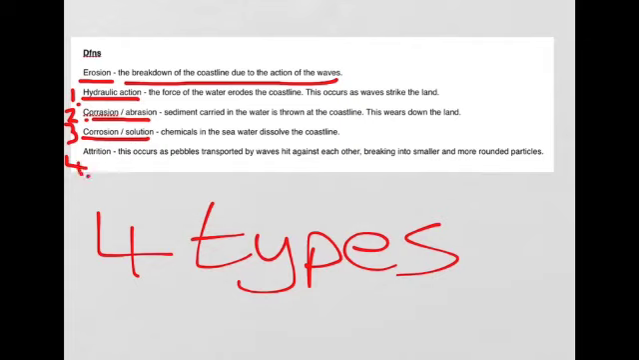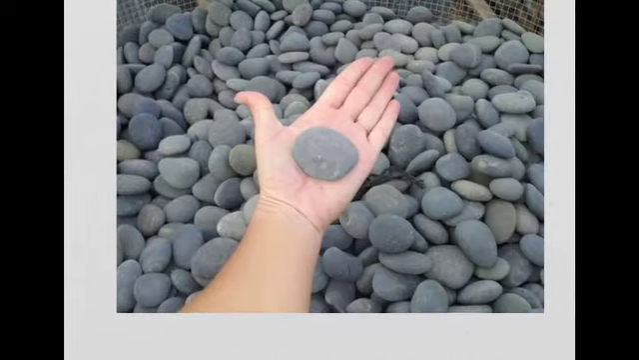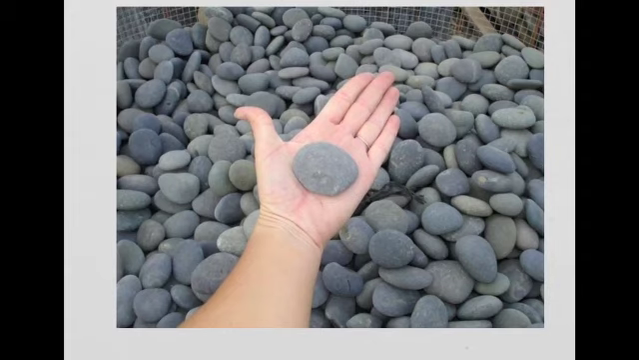Type 4 is attrition, and this occurs as pebbles transported by waves hit against each other, breaking into smaller and more rounded particles. This picture is classic attrition at work. You can see all of these pebbles have this classic smooth surface. They have a rounded edge. All the large angular sharp edges of the pebbles have been chipped off as all of these pebbles bash into each other as they're moved by the waves.